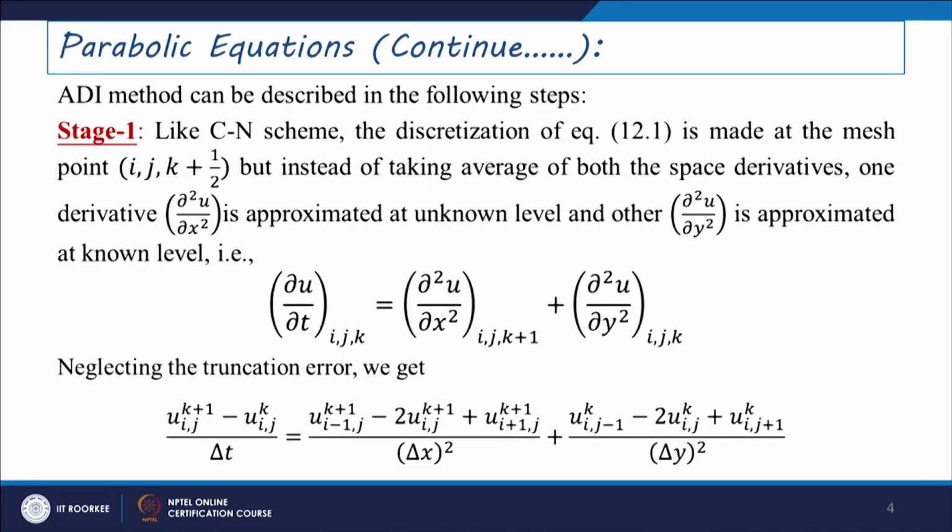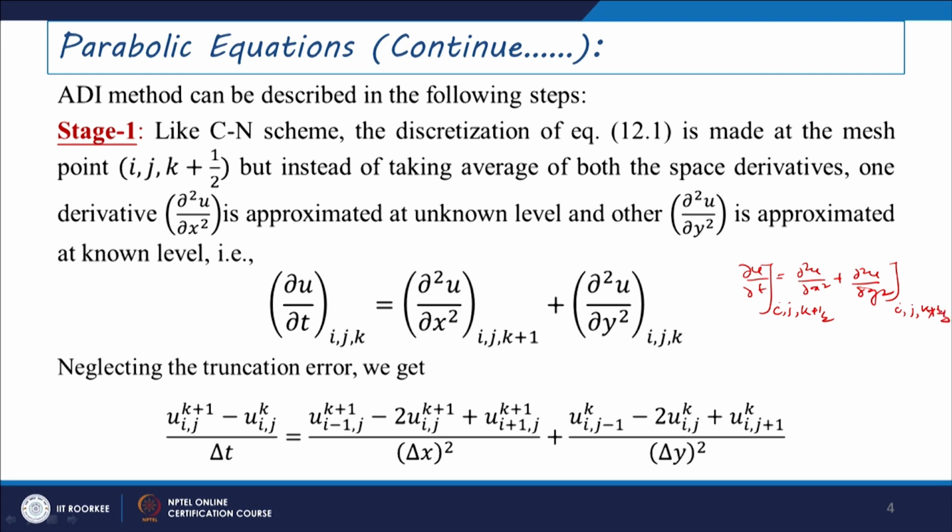So the alternating direction implicit method, or ADI method, can be described in the following steps. In the first step, like the Crank-Nicolson scheme, the discretization of this equation, del u by del t equals del square u by del x square plus del square u by del y square, is considered at the mesh point i, j, k plus half.